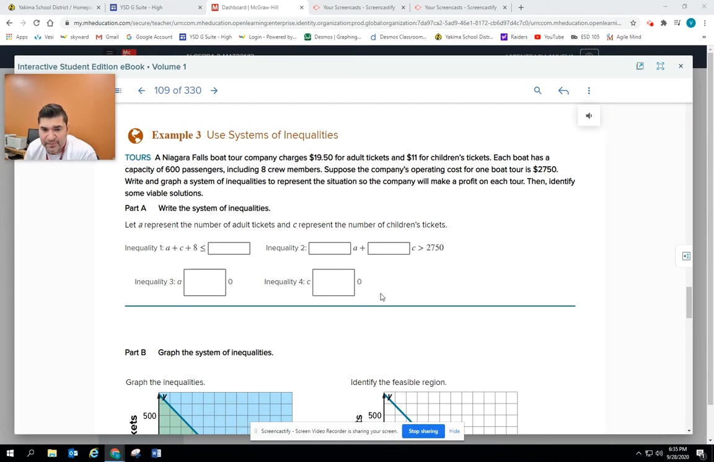Okay, here is example number 3. We have a story problem. We're going to use systems of inequalities to figure out what is appropriate and what isn't.